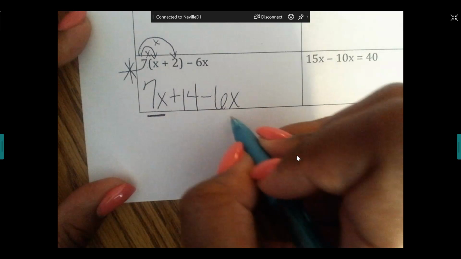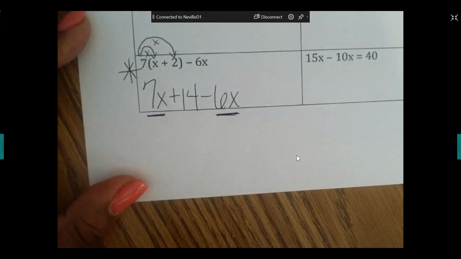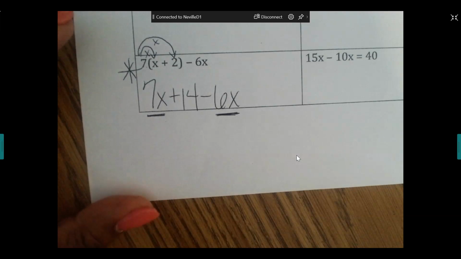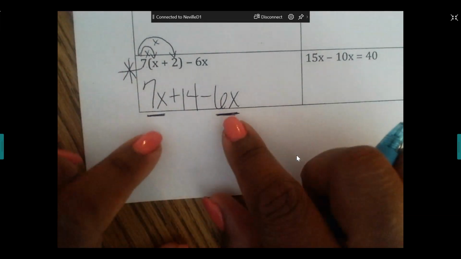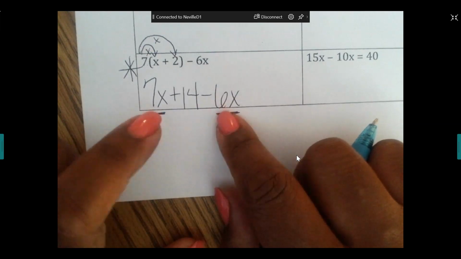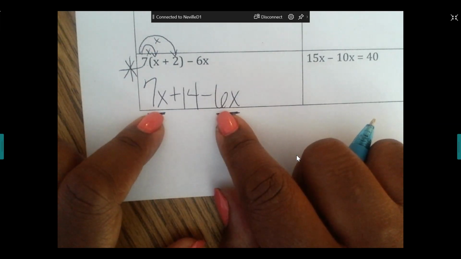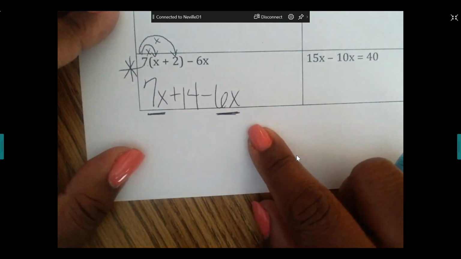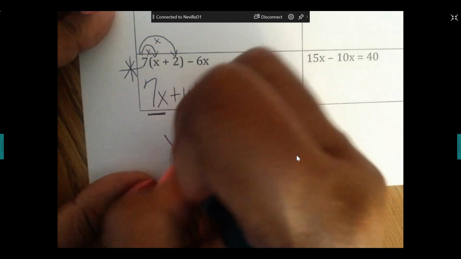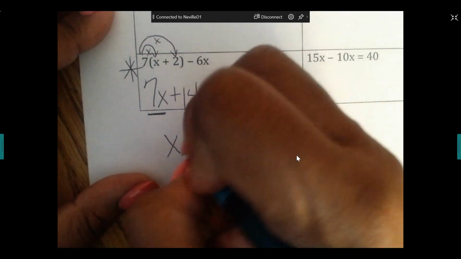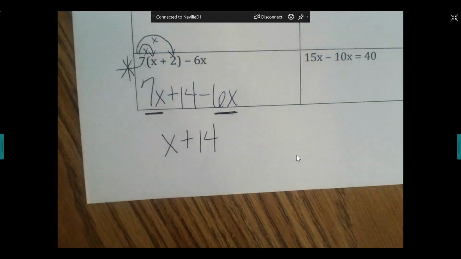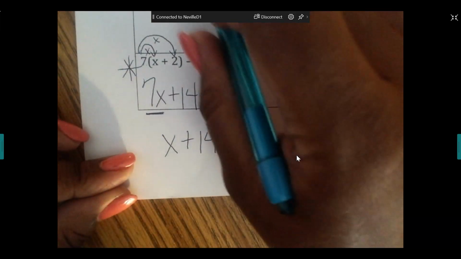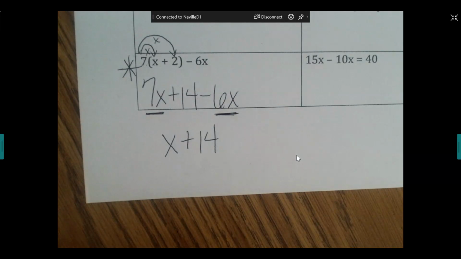I'm then going to underline my like terms. Casey, one more time. What am I doing with the 7 and 6x? Subtracting. Yep, that's my sign there. And what is 7 minus 6, Madison? So could I just write x plus 14? It is not the end of the world if you want to put a 1 in front of these as you're learning about the value of a variable. It's not the end of the world there. Okay?